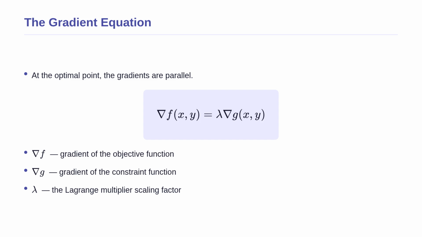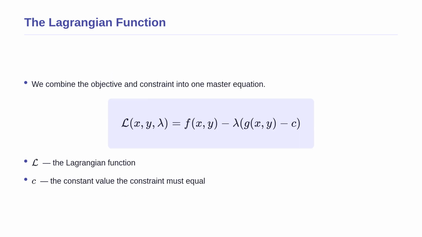To make solving this easier, mathematicians combine the goal and the rule into one master equation called the Lagrangian function, denoted by a cursive L. We take our objective function and subtract lambda times our constraint equation, set to 0. By taking the partial derivatives of this new master function with respect to every variable and setting them to 0, we simultaneously find our maximum and ensure our rule is perfectly followed. As the constant c increases, the constraint loosens.